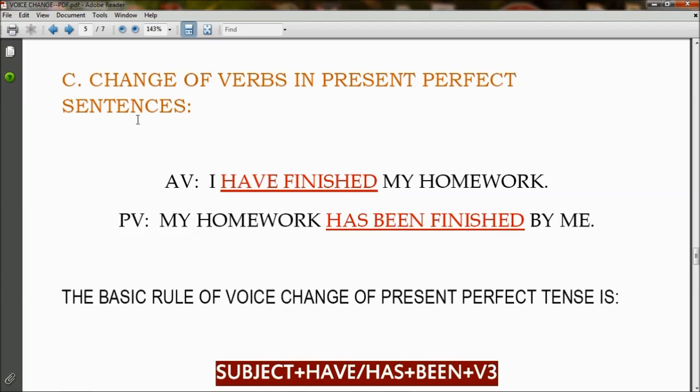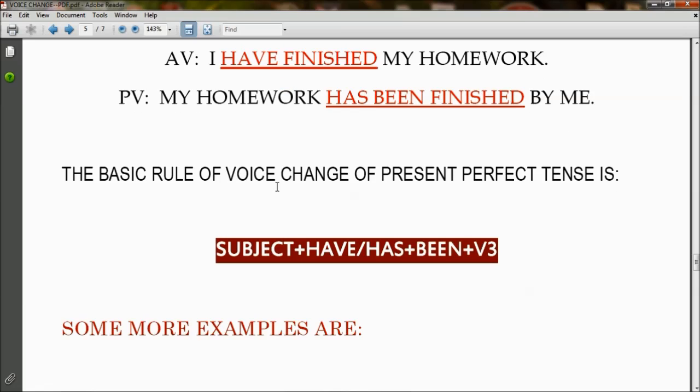Change of verbs in present perfect sentences. In active voice, I have finished my homework. In passive voice, it becomes my homework has been finished by me. Here the usage of have and has always depends on the subject. The basic rule of voice change of present perfect tense is subject followed by have or has.